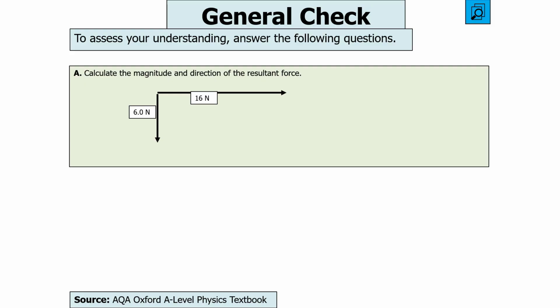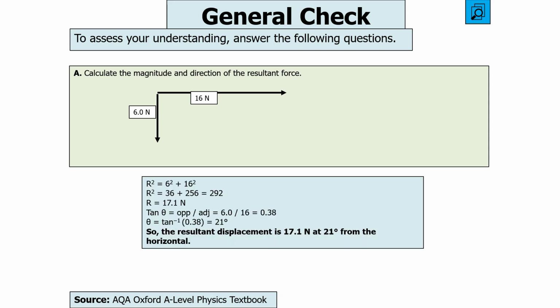Calculate the magnitude and the direction of the following resultant force. So we do R squared is equal to 6 squared plus 16 squared, so we get 292. Therefore R is equal to 17.1 newtons. Tan theta is equal to opposite over adjacent, so 6 over 16, which is 0.38. So theta is equal to 21 degrees. So our resultant force is 17.1 newtons at 21 degrees from the horizontal.